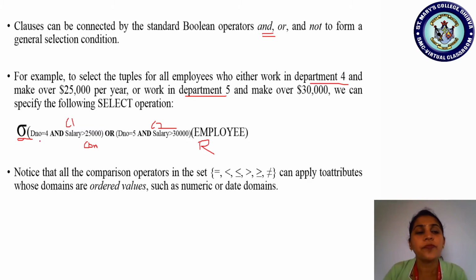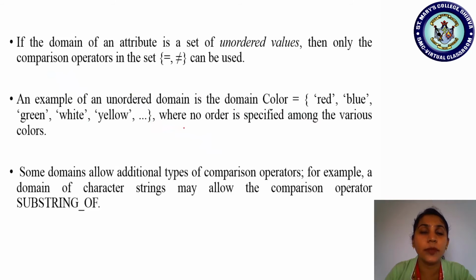So just check here. The employee should work in department number 4 as well as salary should be greater than how much? 25,000 per year. So this is one condition: an employee with department number 4 and salary greater than 25,000. Or see here in the condition they have given, the employee may work in department 5 and make over salary 30,000 per year, right?